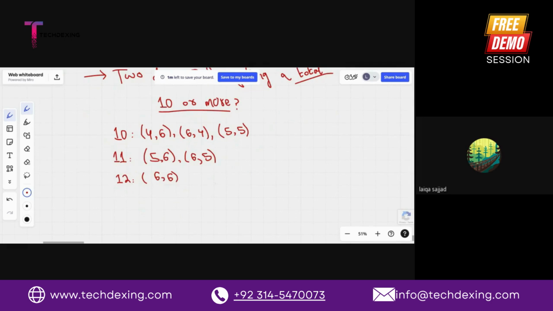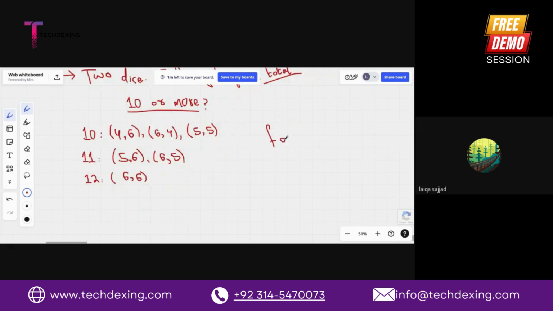Let's say I roll the dice and I get a 4 and 6. Will it be a success for me? Yes, because I'm getting a total of 10. If I get a 6 and a 4, it will also be a success. If I get a 5 and 5, it will also be a favorable outcome. Favorable outcome and success are the same thing.